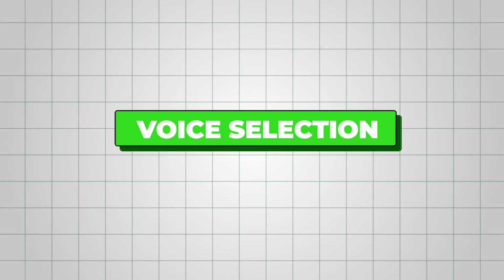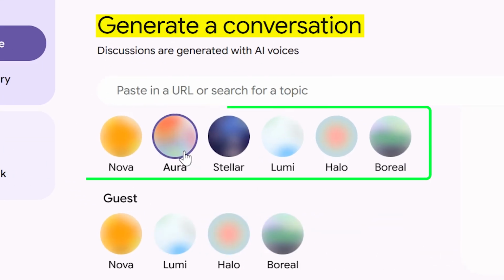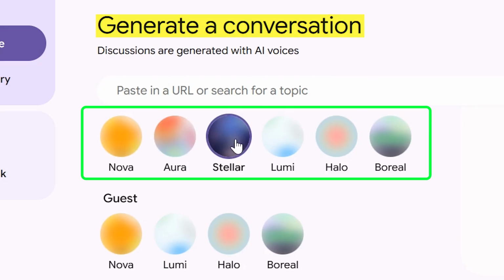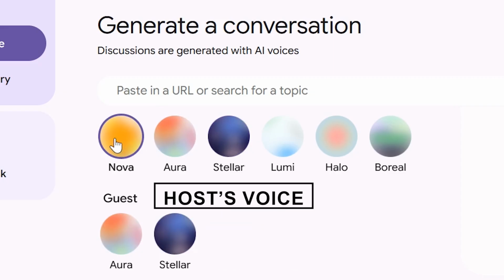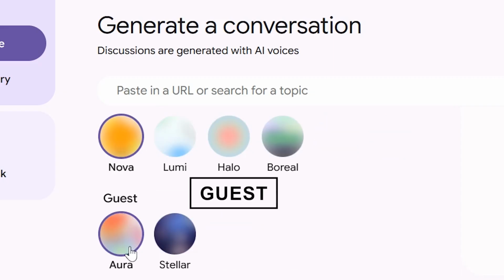Next is voice selection. Illuminate offers six different AI-generated voices, so take a moment to listen and pick the ones that best fit your content. For the host's voice, I chose Nova, and for the guest, I went with Aura.